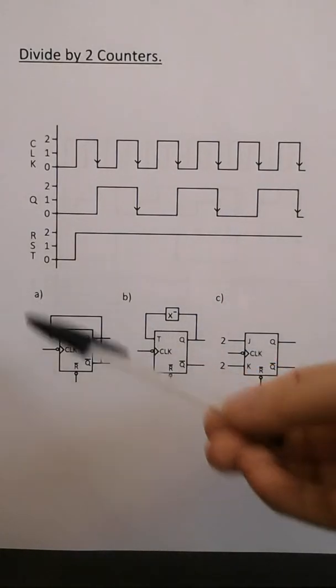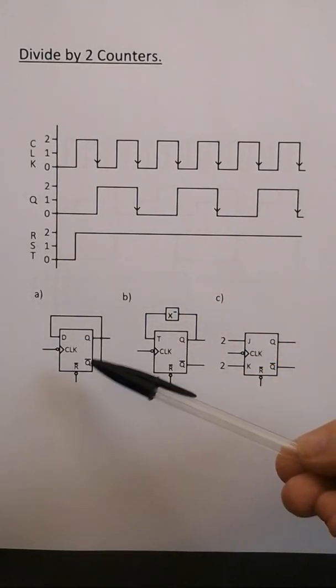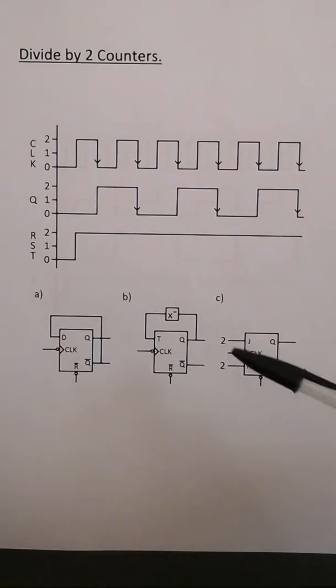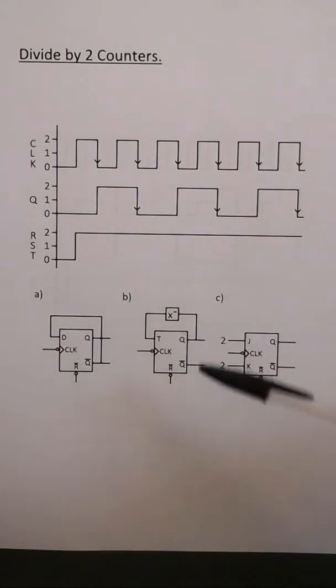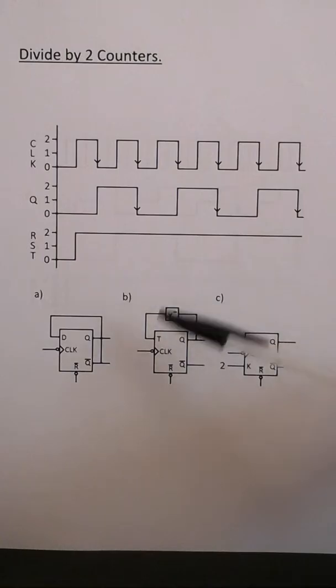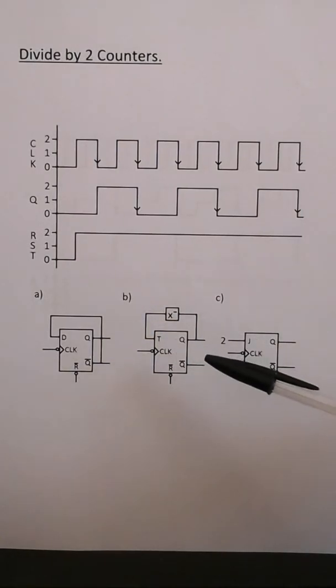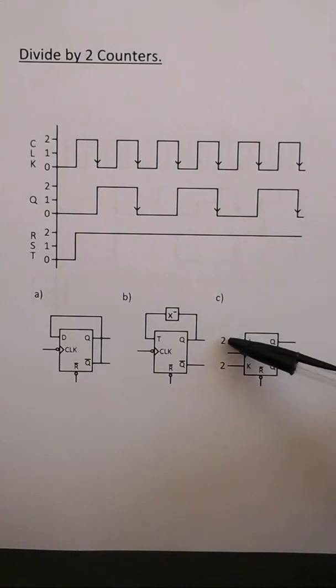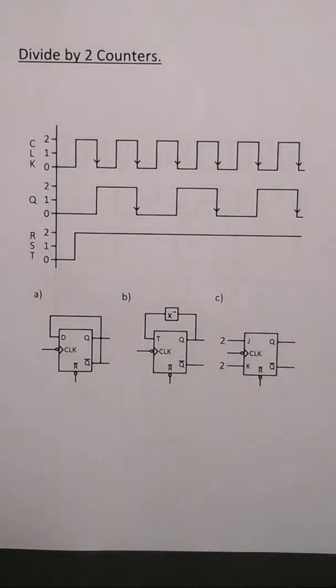In circuit A, we have a D flip-flop with D wired to Q bar. For a T flip-flop, we have Q wired to T with a predecessor function. And for a JK flip-flop, both J and K are set to 2.